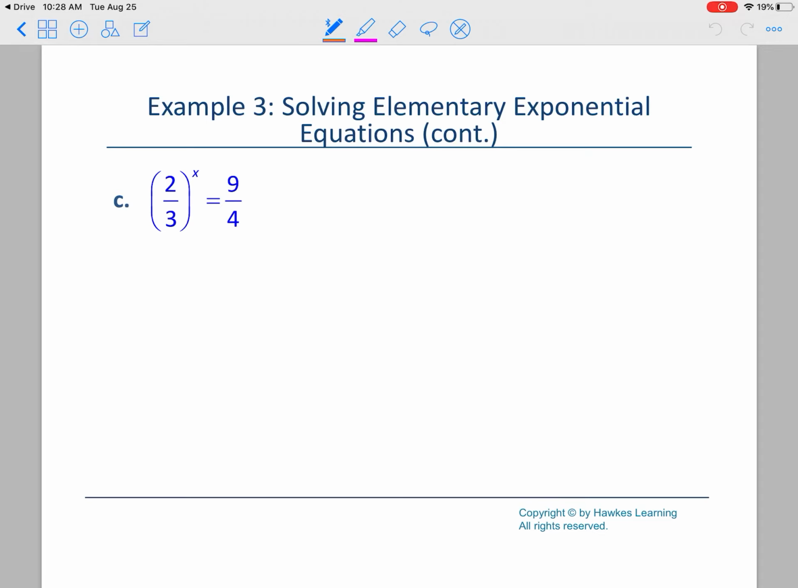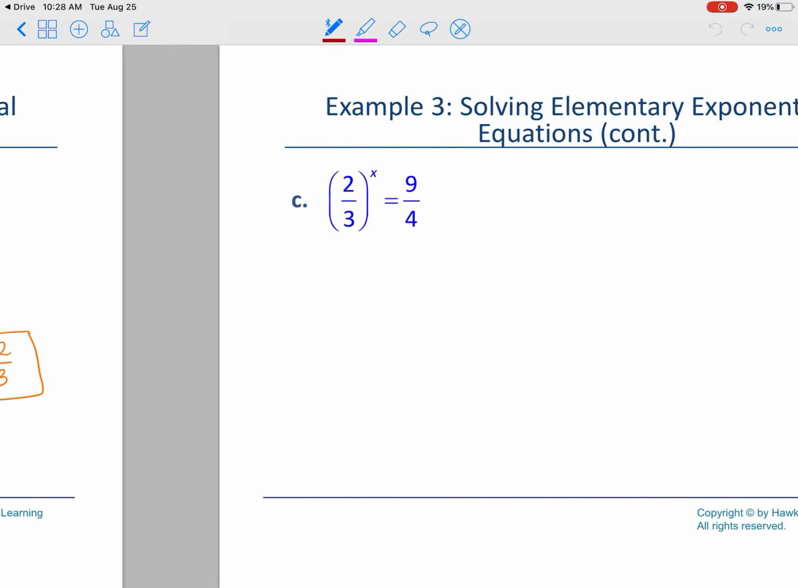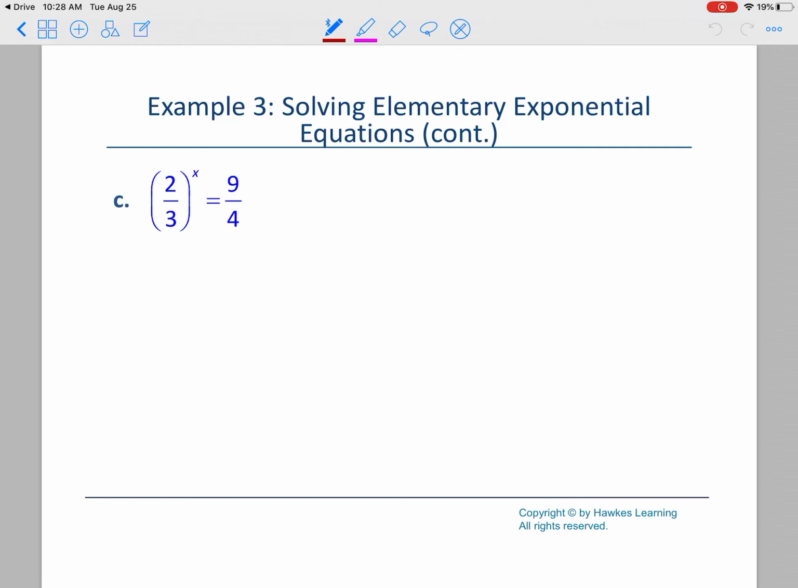Okay, C. 2/3 to the x equals 9/4. Well, since they're both fractions, I know we don't like working with fractions, but we're going to leave them as fractions. So I'm going to rewrite. I don't have to move anything because the exponential's by itself. So 2/3 to the x.